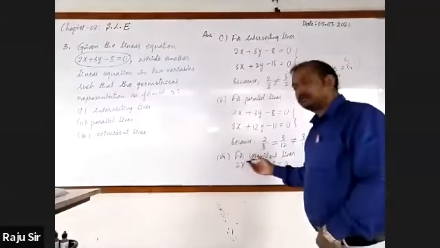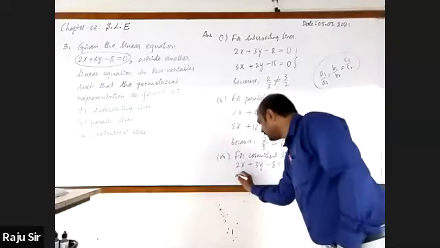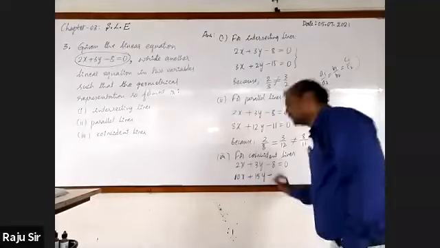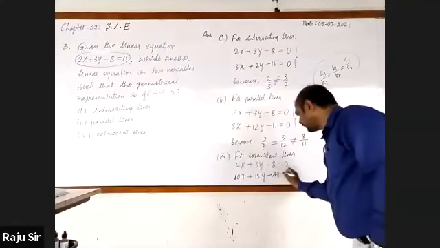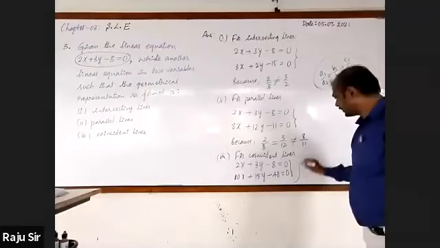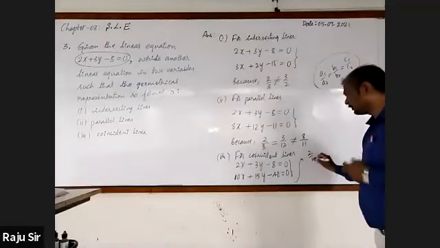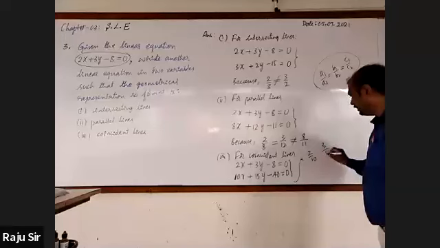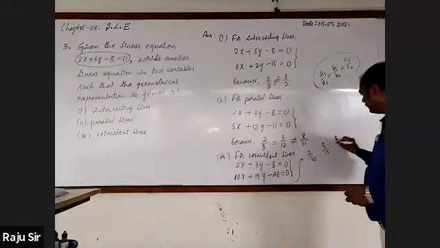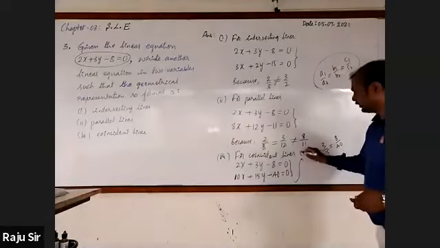I take 5. Let us multiply this. 5 2s are 10, 10x. 5 3s are 15, 15y. 5 8s are 40, minus 40, equal to 0. Now you may check it. 2 by 10 is 1 by 5. 3 by 15 is 1 by 5. Minus 8 by minus 40 is also 1 by 5. All the three ratios are equal.